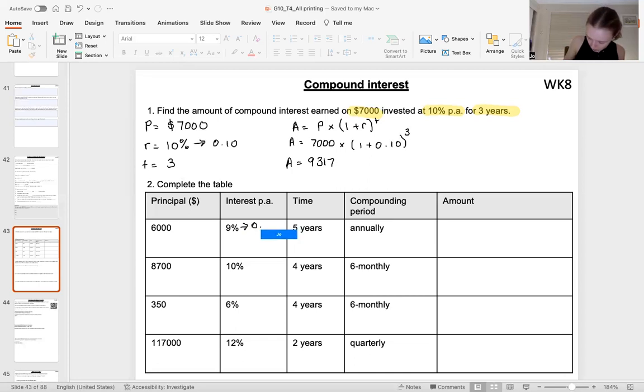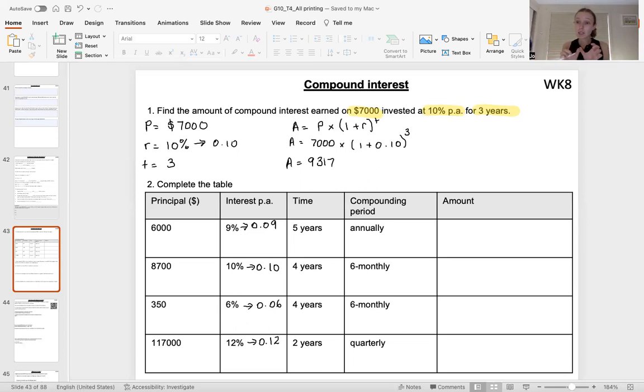9%, 0.09, 10%, 0.10, or 0.1, 6%, 0.06, and 12%, 0.12. To add complication to this is my interest per annum. But for some of these, the interest is charged more regularly, so it needs to be divided accordingly. The first one, it says the compounding period is annually. The next one, it says the compounding period is 6 monthly.